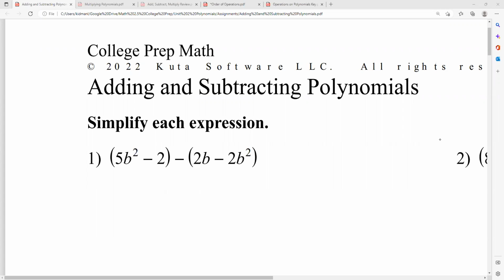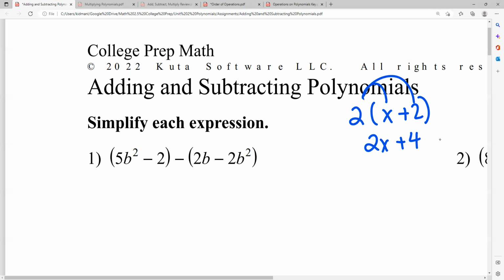What I find is one of the easiest ways to do adding and subtracting is to think back to our distributive property, which we just learned about. When it comes to the distributive property, anytime you have an example, you have a number on the outside and something else on the inside, and you take what's on the outside and you multiply it in. So 2 times x is 2x, 2 times 2 is 4. Then you combine any pieces that look alike.